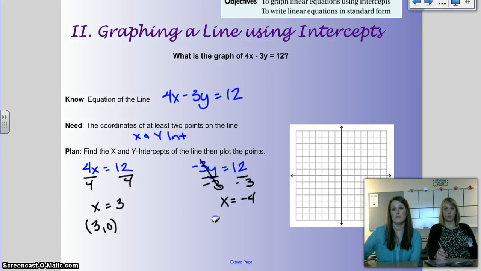Oh, that's because I put an x. Oh, yeah. I was like, 0, negative 4. Got it. So then you just put these on your graph. Okay, so 3, 0. So I start at my origin, I go right 3, and up none.